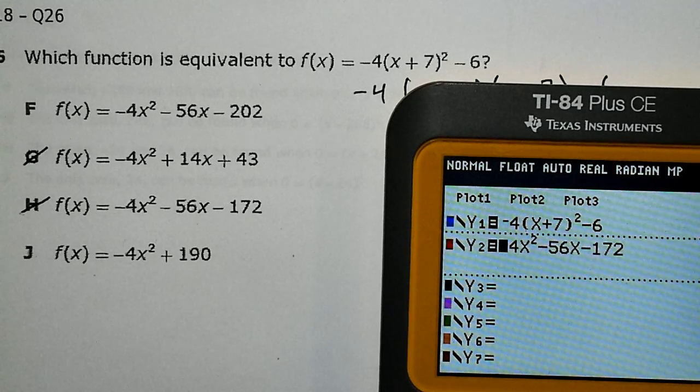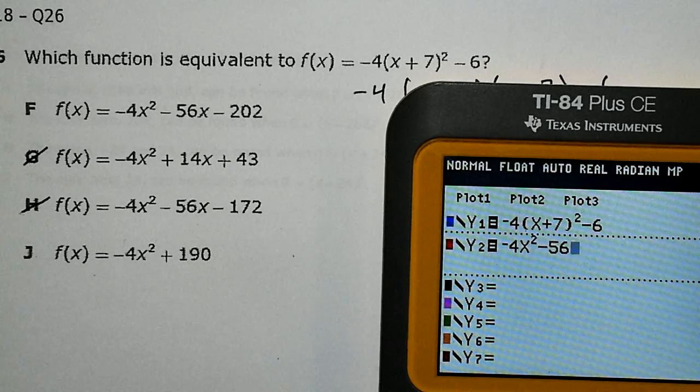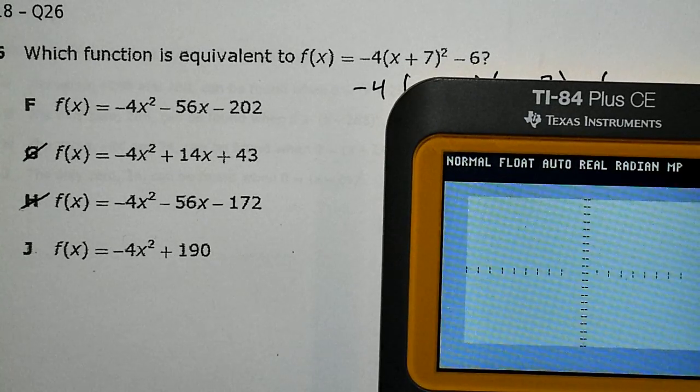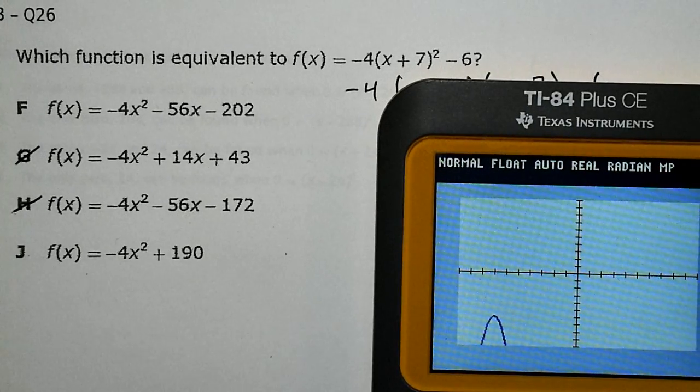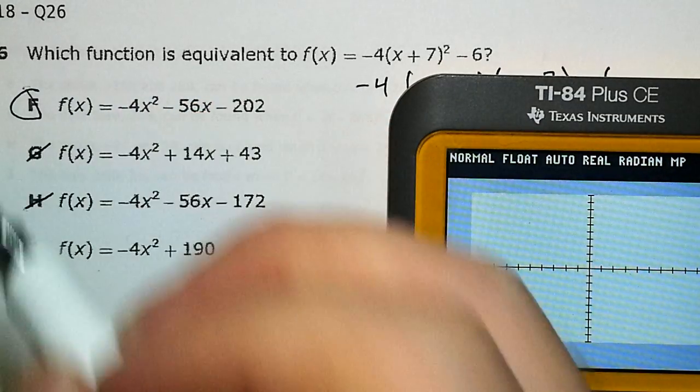Sorry, I forgot to type in the first one. Negative 4x squared minus 56x minus 202. Now let's hit graph. So blue line, same spot as it normally is. Red line, looped right over it. It is F.